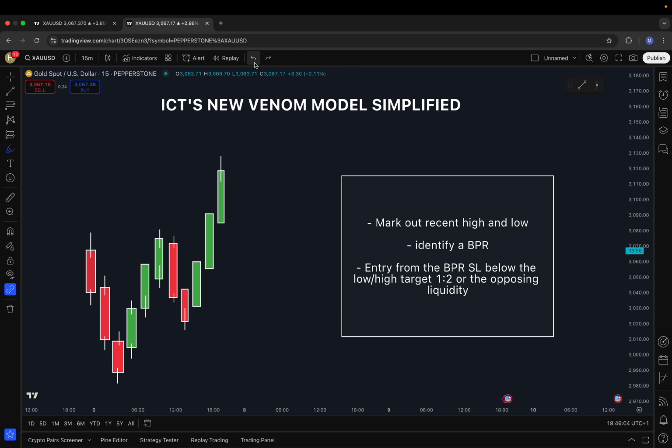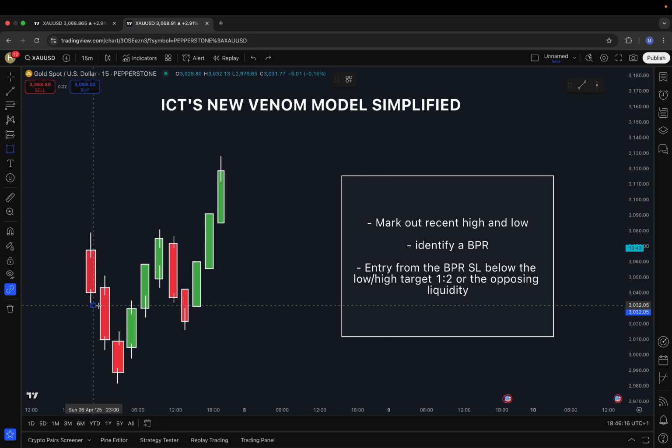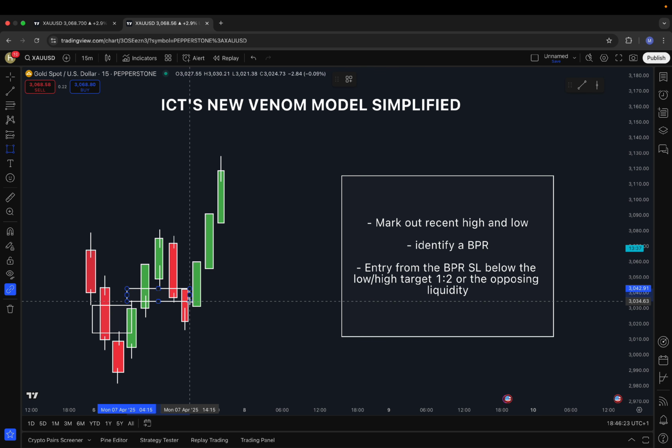Now let's go over what a BPR is. So to put it in simple terms, BPR stands for balanced price range. It's pretty much a double fair value gap, and I'll show you just in a second why I call it a double fair value gap. So you can see one fair value gap right here, and then you can see our second fair value gap right there. That's why we call it a double fair value gap.